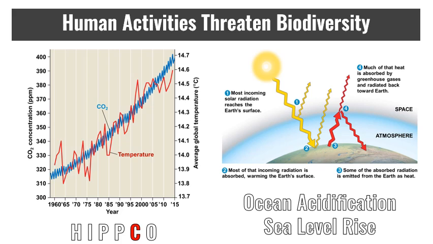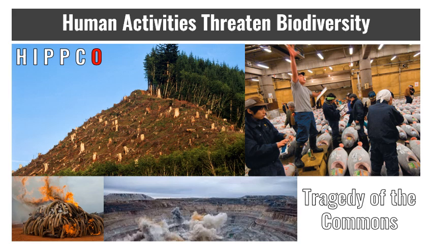Sea level rise, land-based ice is melting, and warm water thermally expands. So sea level rise is a double problem, not just because of ice melting, but also warm water takes up more space. Okay. O is overexploitation, overharvesting, poaching, mining, overfishing.